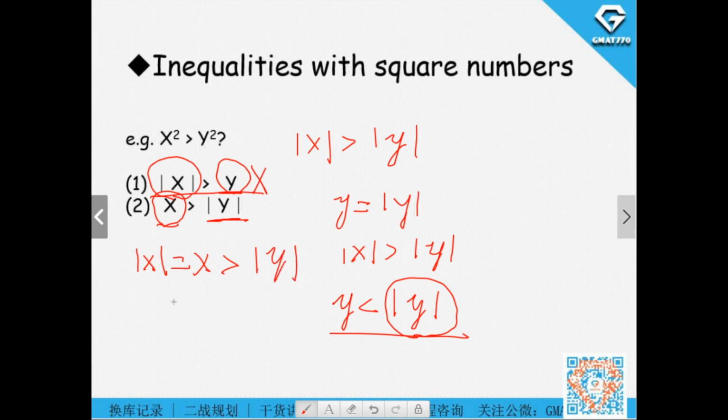So in statement 2, we can determine that the absolute value of x must be greater than the absolute value of y. So statement 2 is sufficient for us to determine that the square of x is greater than the square of y. So the official answer to this question is B.